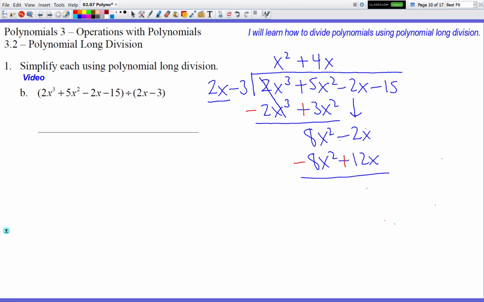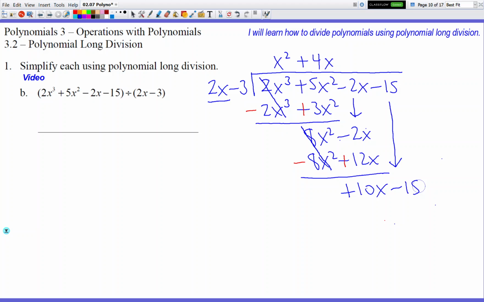Let's just add top and bottom. This first column, like I said, always cancels out. If this first column does not cancel out, you're doing something wrong. Then negative 2x and positive 12x makes positive 10x. So round 2 is officially done. Let's drop my next term, and round 3 is about to officially begin. So negative 15x, put it right after the 10x.